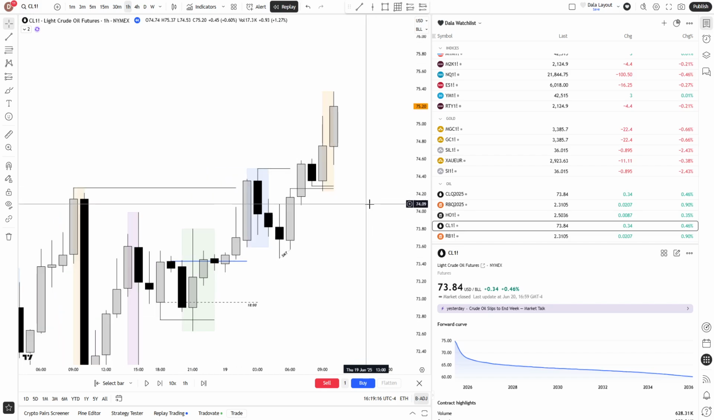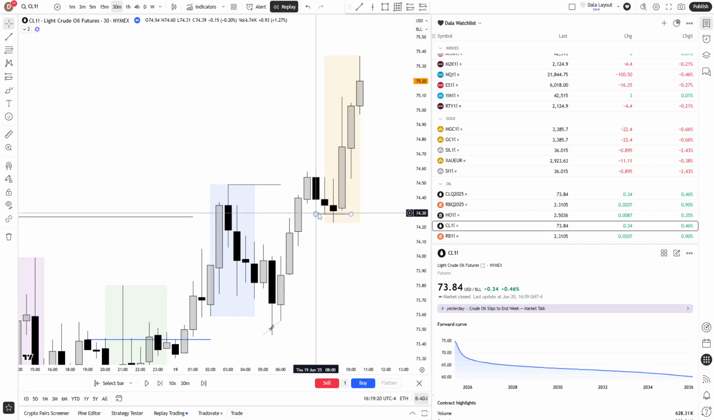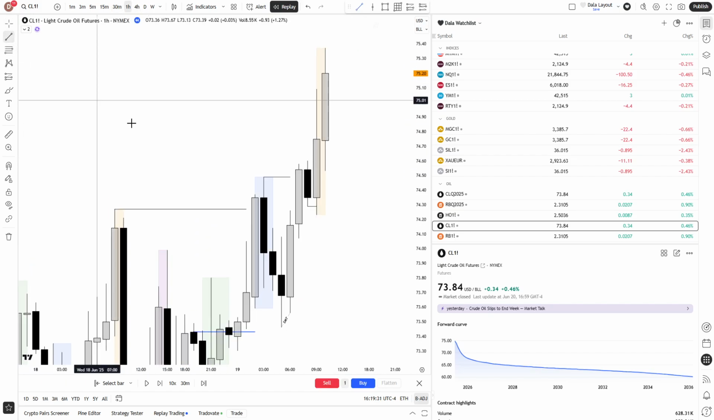Now, I want to show you how I actually framed right here on the 30-minute time frame. What we can see right here is we're forming a candle 1, 2. So 9 a.m. forms that low in this fair value gap. And we also have, like I said, an hourly order block right here.